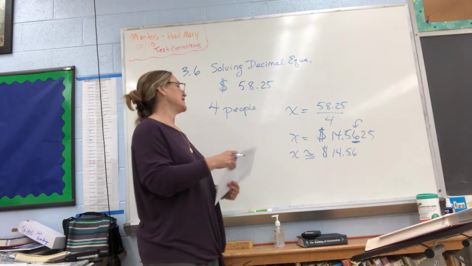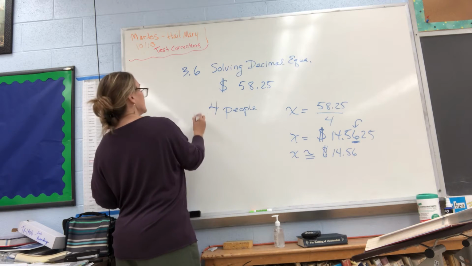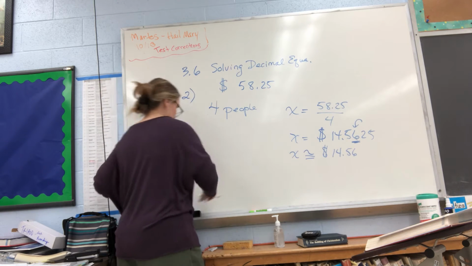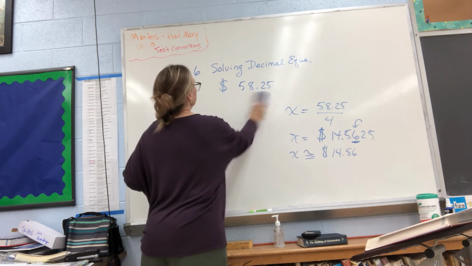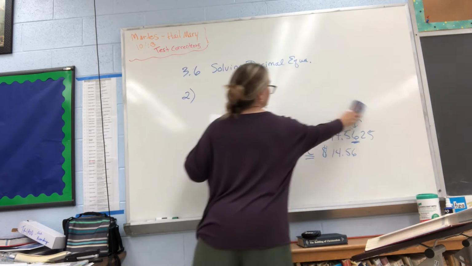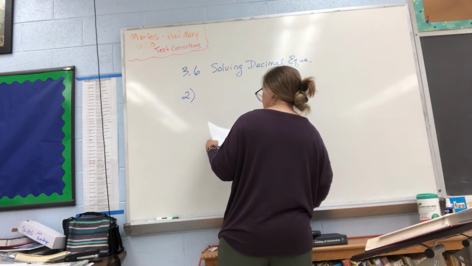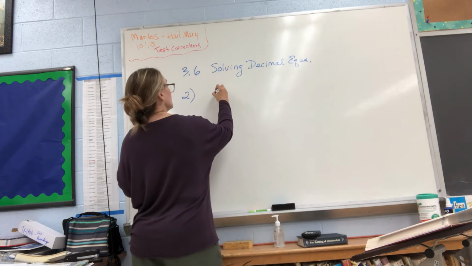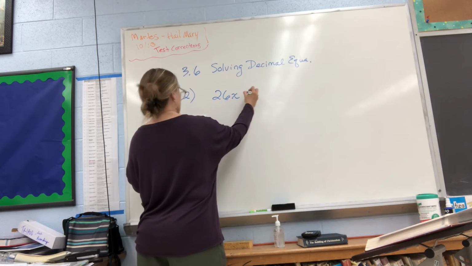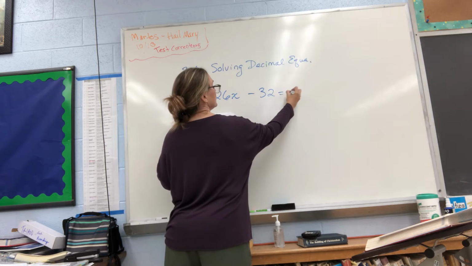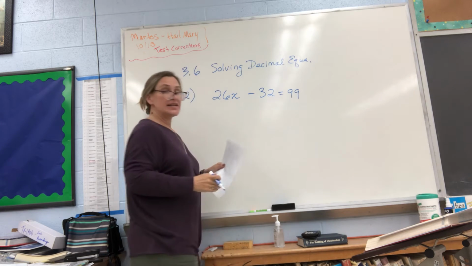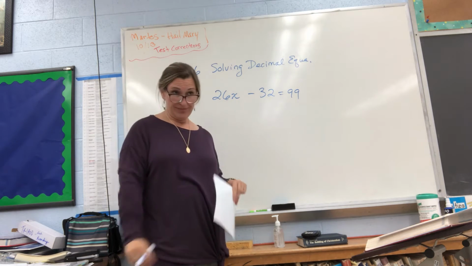All right, example 2. Here's 1. Now, for example 2, let's see, how about this? 26x minus 32 equals 99. Tell me what I need to do with that minus 32.